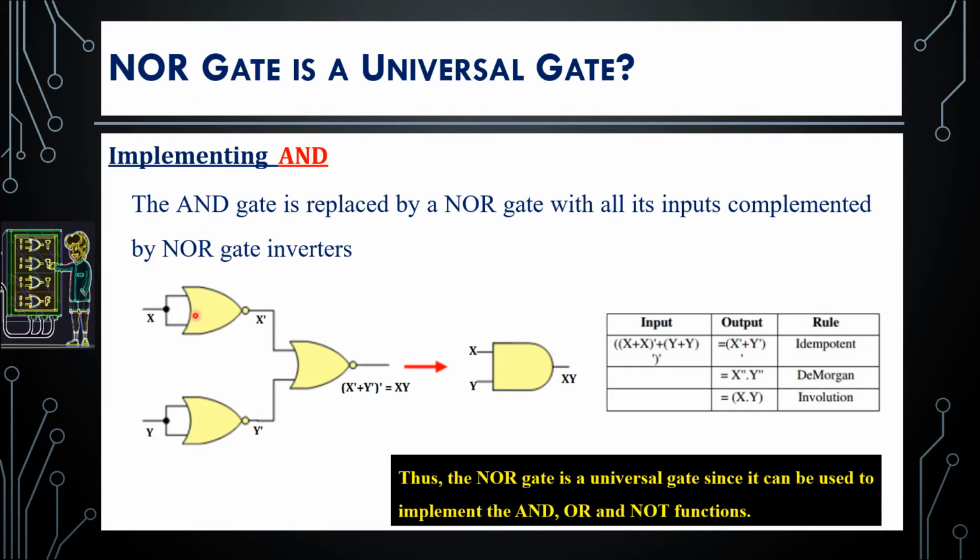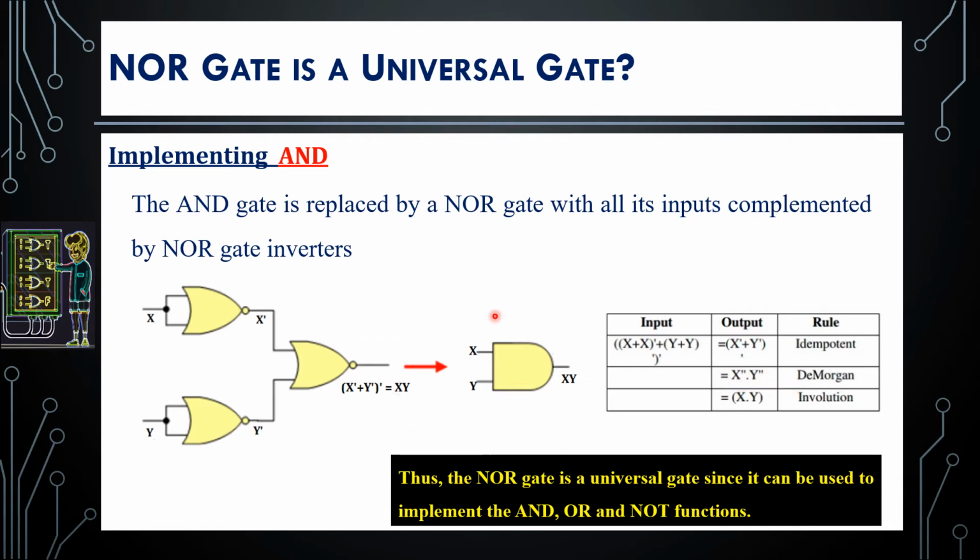Here the inputs are complemented using these NOR gates. So X bar and Y bar are connected to the third NOR gate. So we'll be getting (X bar + Y bar) the whole bar, which is equal to X double bar into Y double bar according to De Morgan's law. X double bar into Y double bar, which is equal to XY.